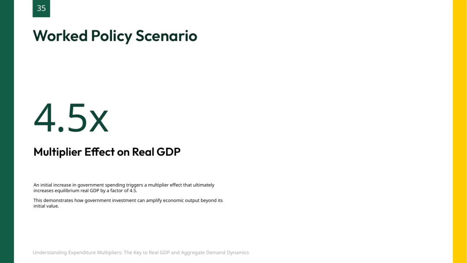Here we see the powerful impact of government spending through the multiplier effect on real GDP. An initial increase in government expenditure doesn't just add its direct value to the economy. Instead, it sets off a chain reaction that amplifies the total economic output by a factor of 4.5. This means that for every dollar the government invests, the equilibrium real GDP increases by 4.5 times that amount. This highlights how strategic government investment can significantly boost overall economic activity, far beyond the initial outlay.